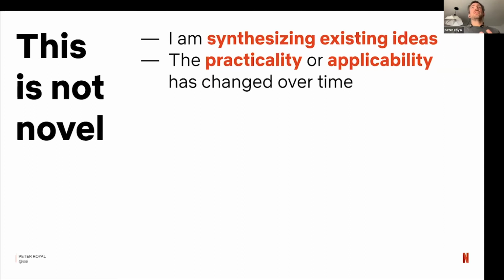I do want to say that this is not a novel idea. This is a synthesization of existing ideas. But I think the practicality or applicability of doing this has changed over time. And the reactive plumbing that is now available to us makes doing this a lot more tractable.